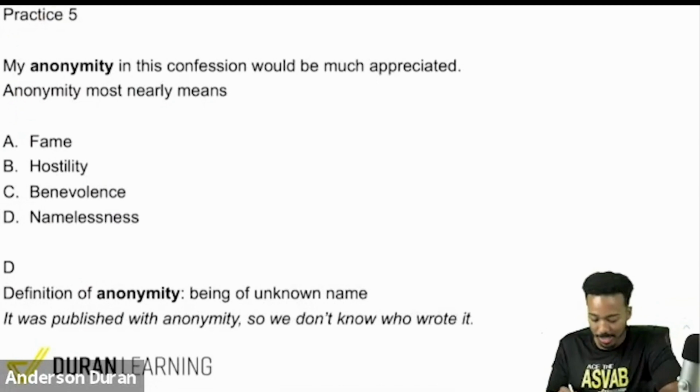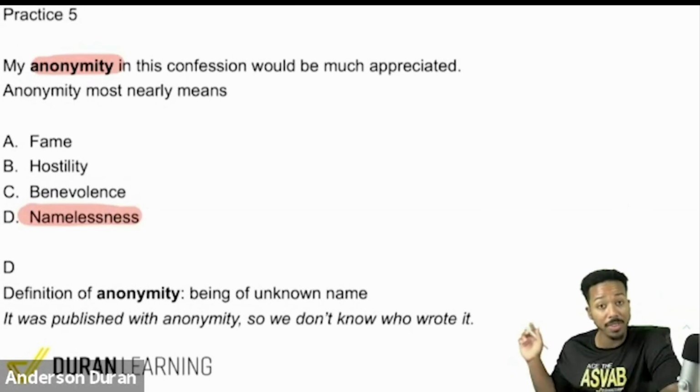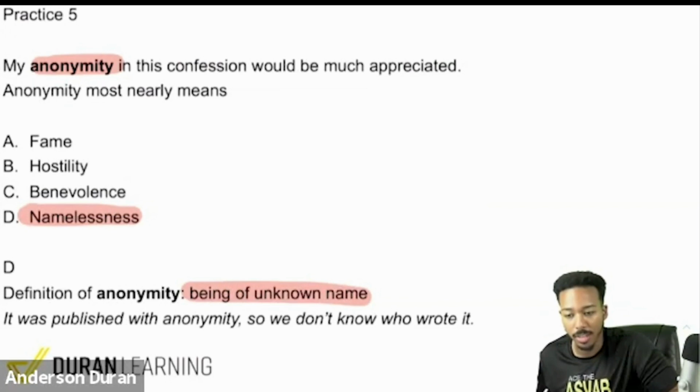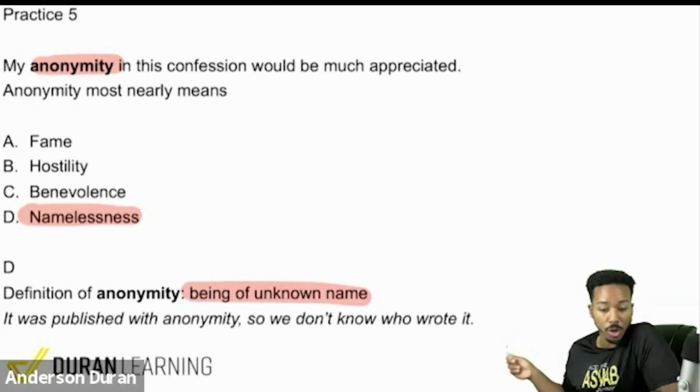So the definition of anonymity is being of an unknown name. And as a sentence here: it was published with anonymity, so we don't know who wrote it.